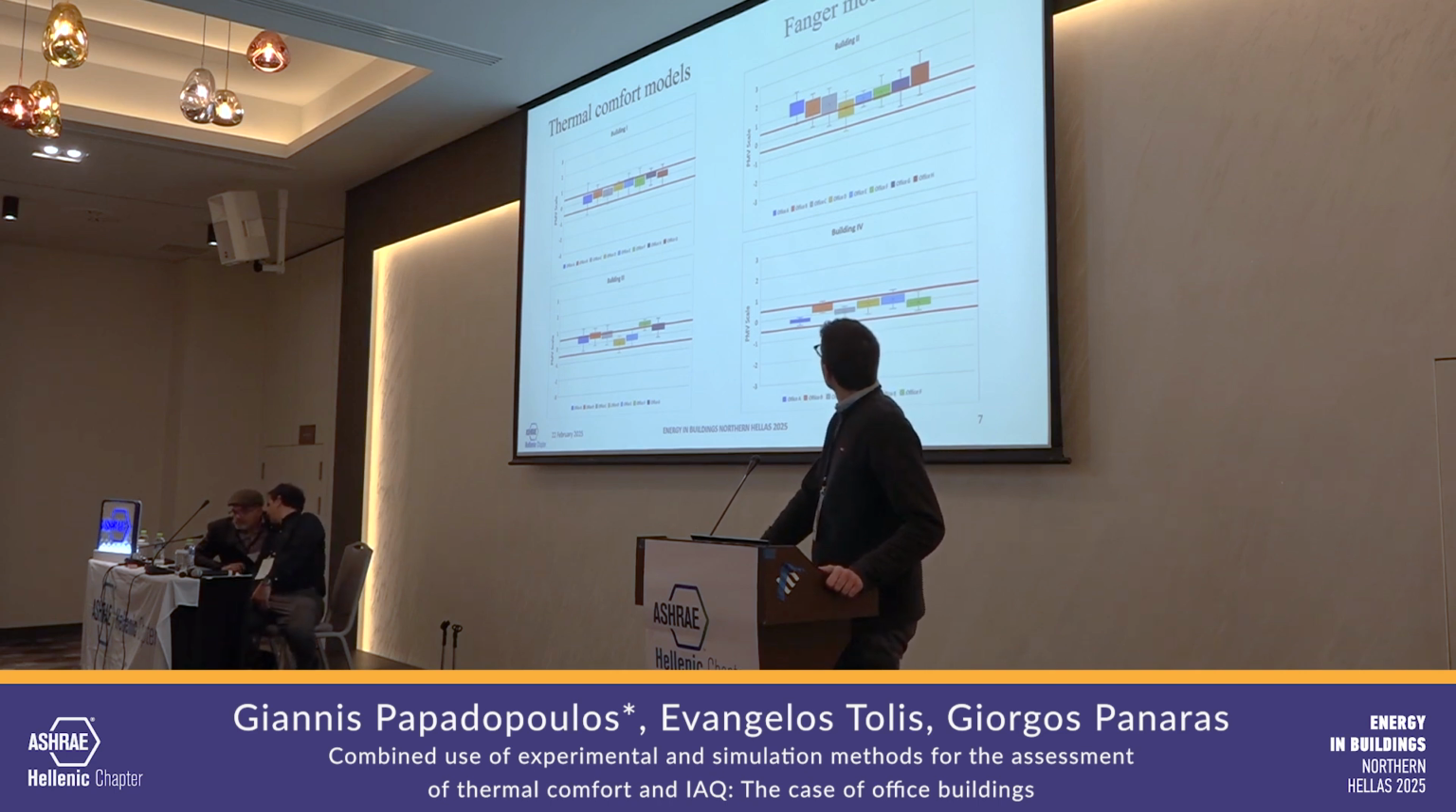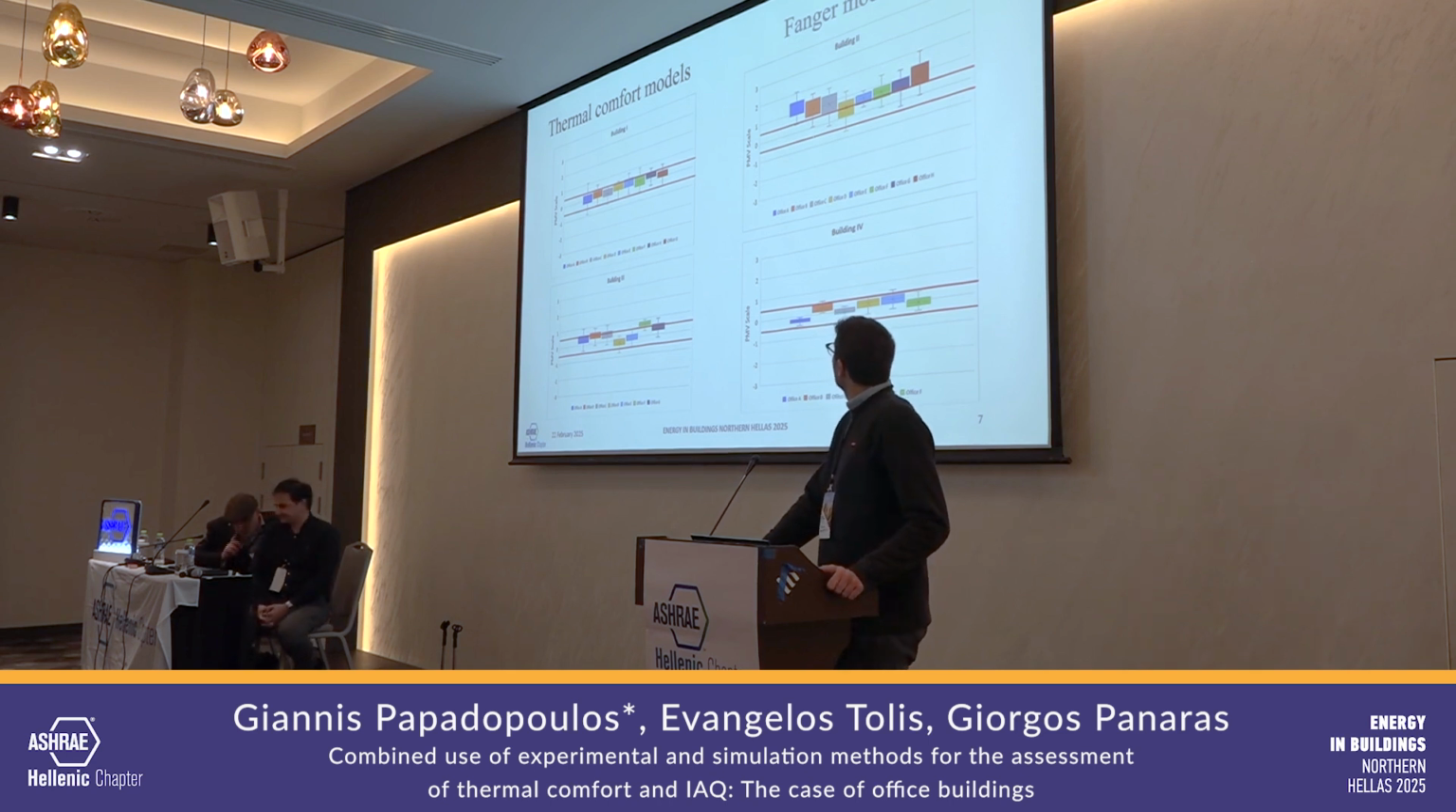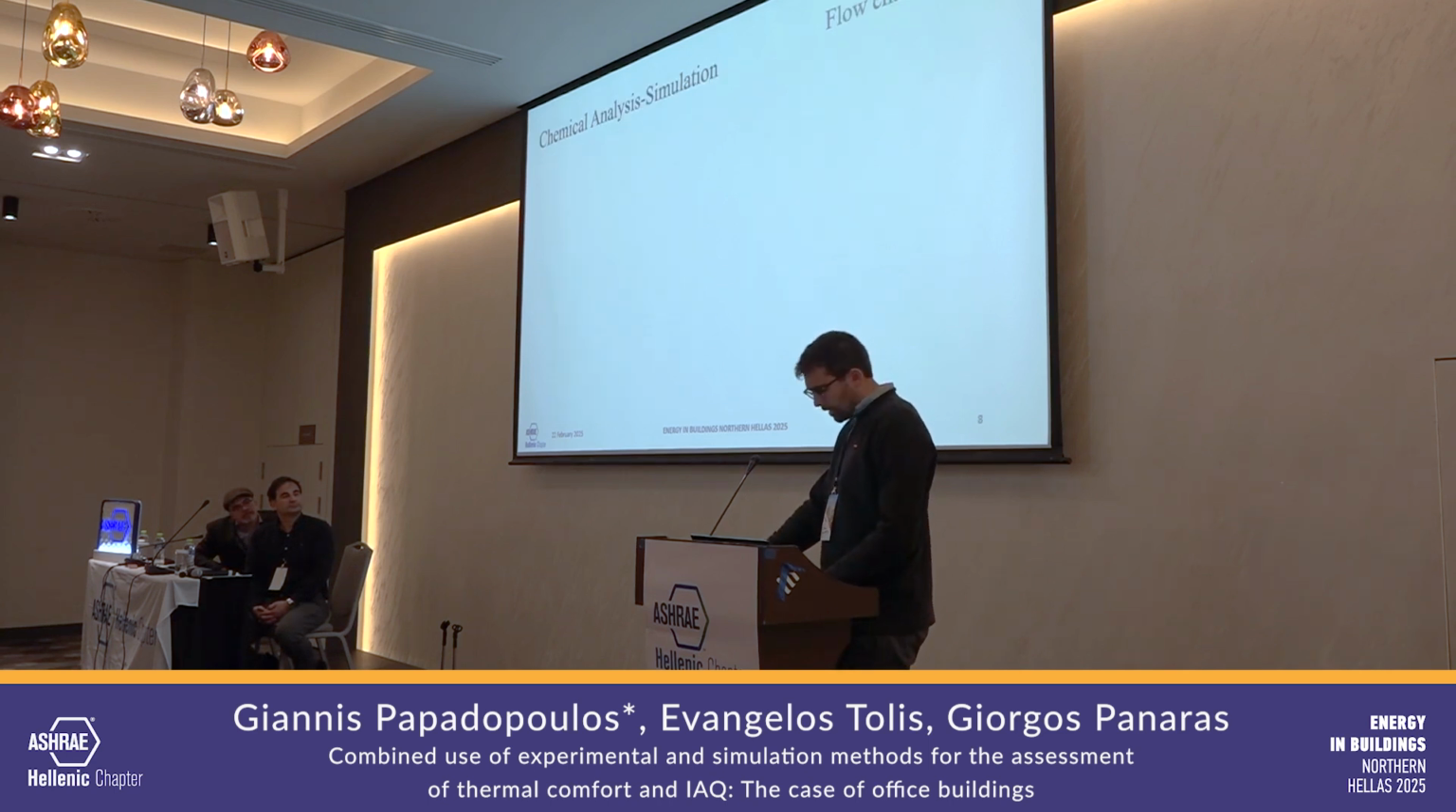So we can see that building 2 is out of the range for most of the offices that we selected to investigate, while buildings 1 and 4 are inside the limits, which predicts thermal comfort. This is one step to predict the thermal comfort, and then we continue with chemical analysis as concerned to the building.